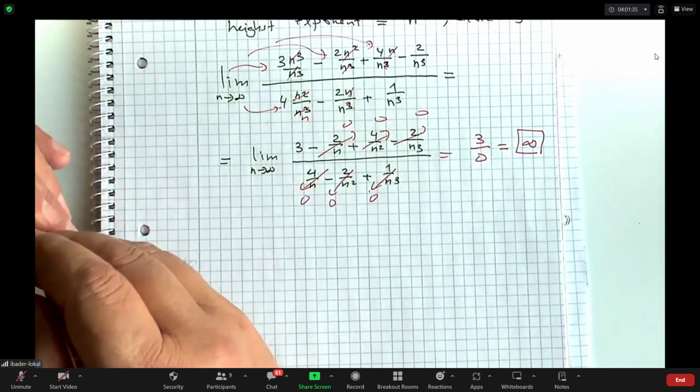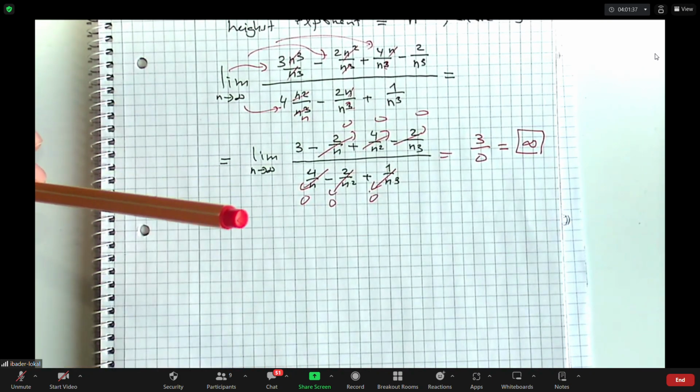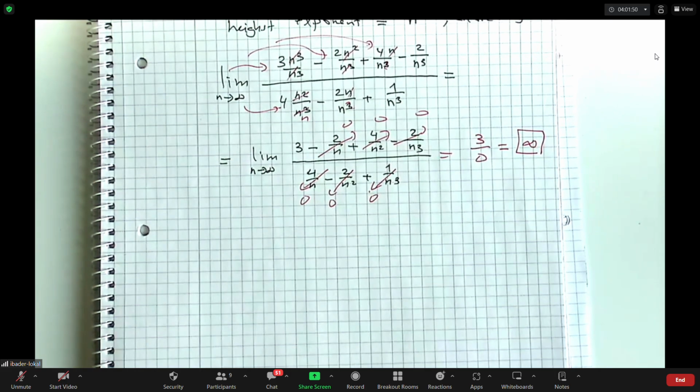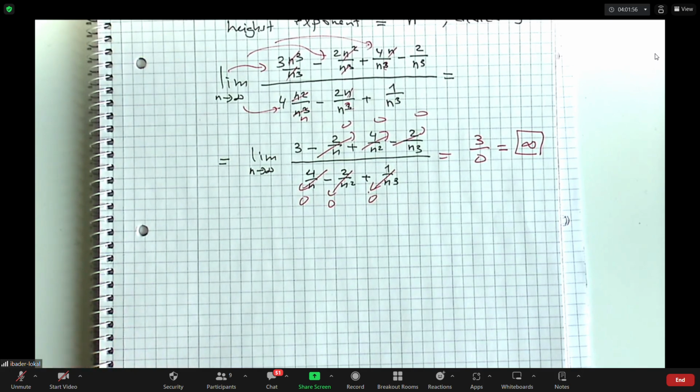So in general, when the numerator degree is greater, you will be getting infinity. This is the second case. I hope it's clear. Any questions regarding this case? Oh, I have the mouse here. Any questions regarding this case?